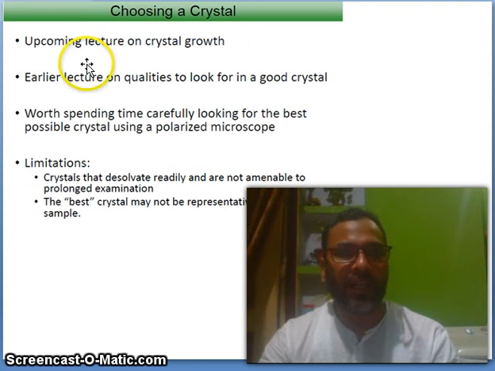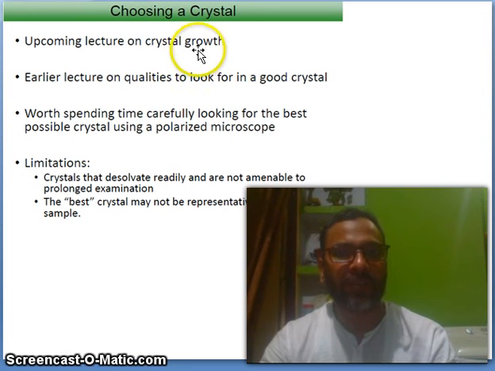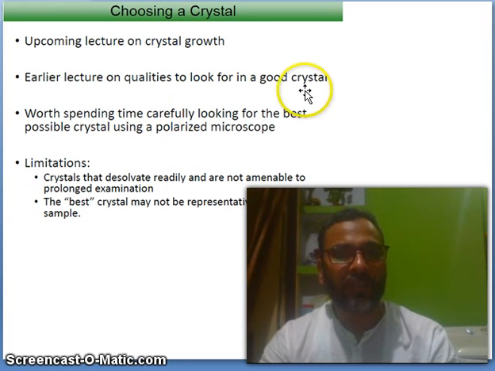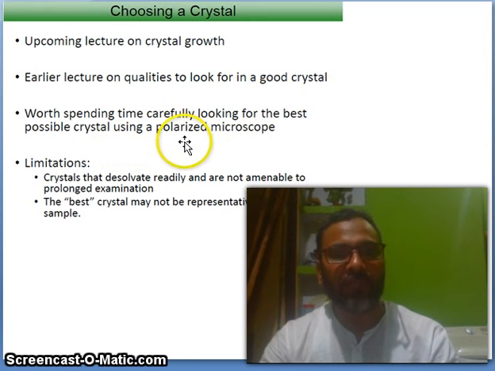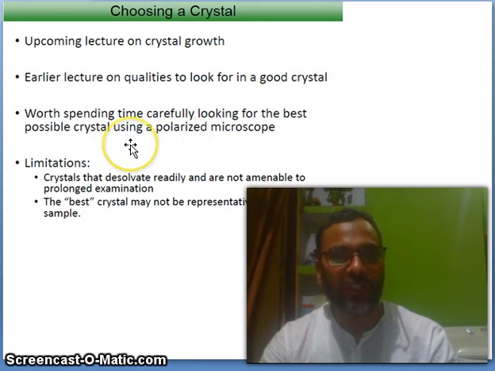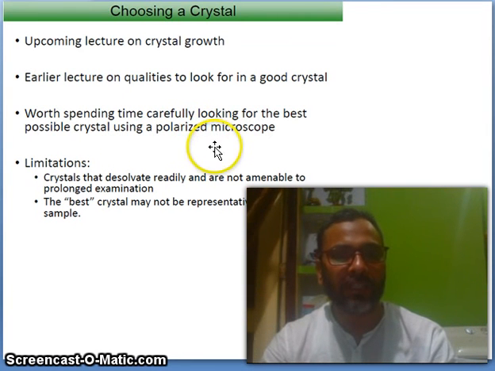Choosing a crystal. Upcoming lecture on crystal growth. In the next I will discuss the crystal growth. Okay, good crystals. It is worth spending time carefully looking for the best possible crystal using a polarized microscope. There is a microscope for looking at good crystals.